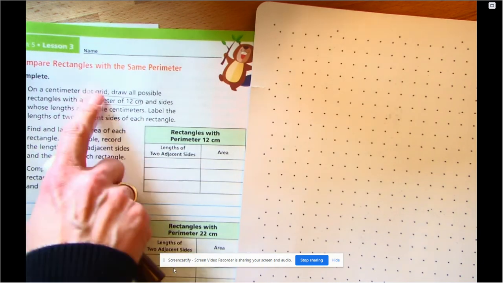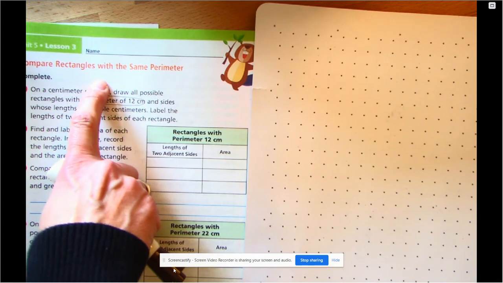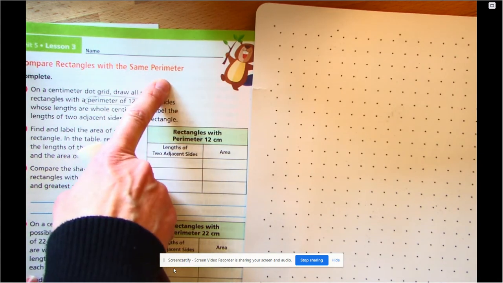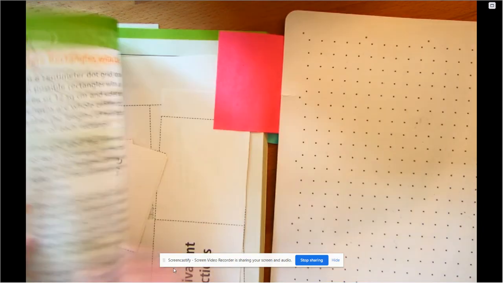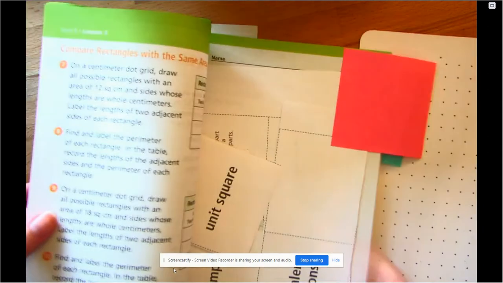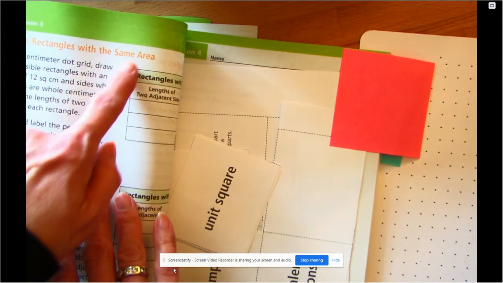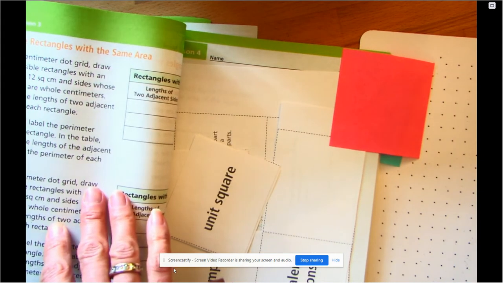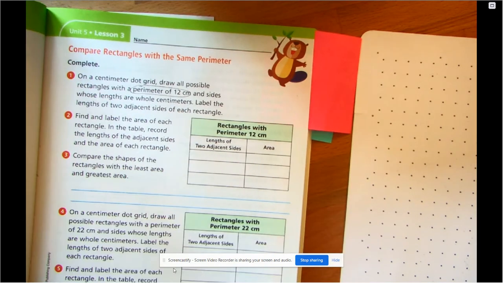So we're going to talk today about two different things. We're going to compare rectangles that have the same perimeter, okay, so the distance around the outside. And then on the page on the back, we're going to compare rectangles, but instead of the same perimeter, they're going to have the same area on the inside, okay? And we're going to talk about what that looks like and how we figure that out. So let's read the directions first.